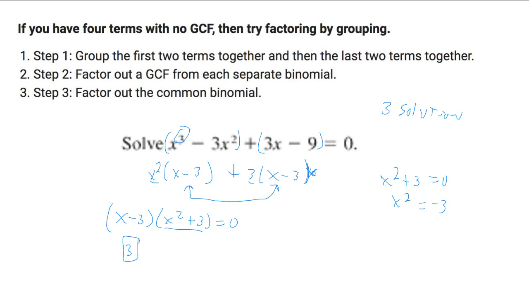So then I have x squared is equal to negative 3, but if we take the square root of both sides, guess what? When you take the square root of a negative number, it's going to be an imaginary answer. So I'm going to end up with x equals plus or minus the square root of 3i. So how many solutions do I have? 1 here, 2 here, so that gives me 3 solutions. 3 is a solution, positive square root of 3i is a solution, and negative square root of 3i is a solution.